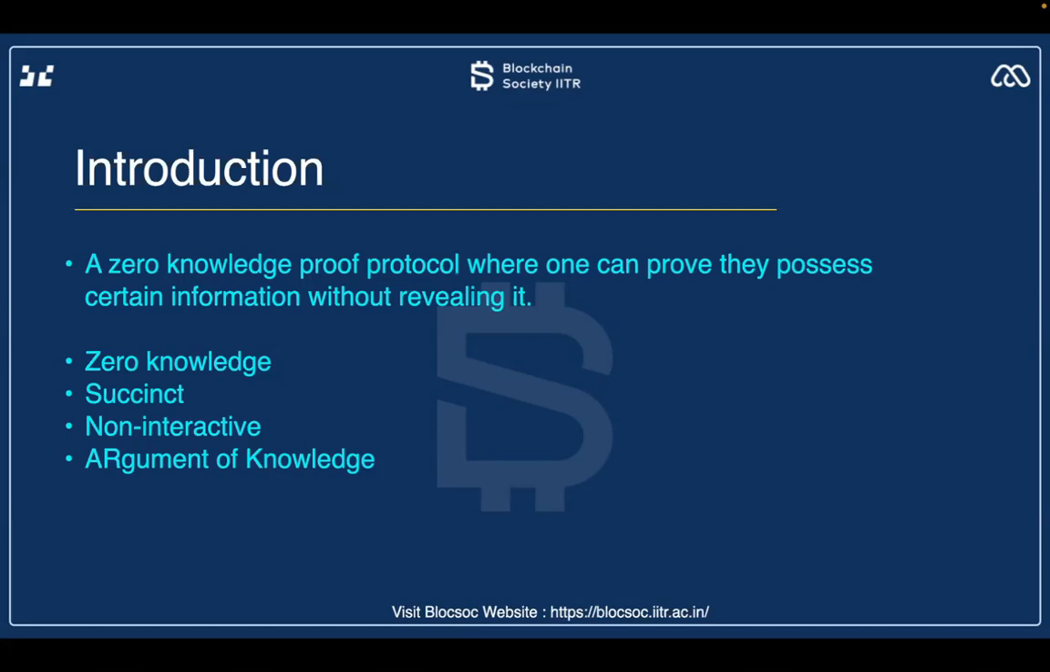Zero knowledge means nothing is revealed other than the truth of the statement, and succinct means that our proof is concise. Like, the size of the proof is not very big, and it can be verified quickly.